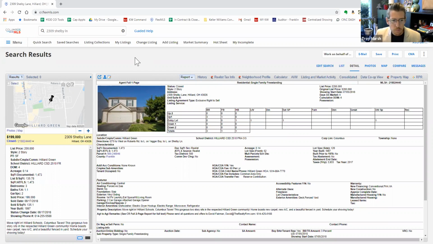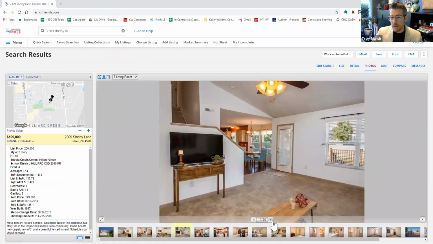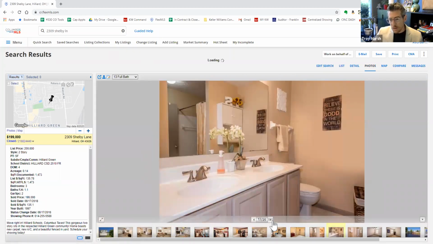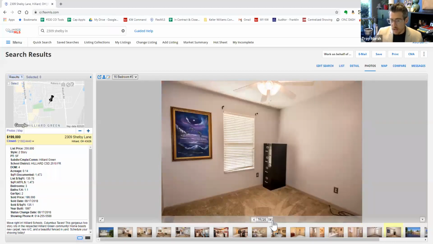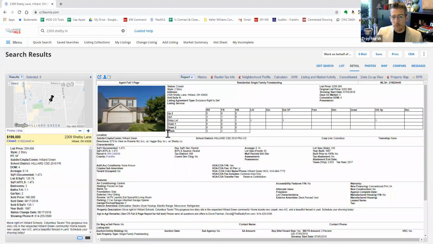So I picked this random property in Hilliard Green. It sold last year, actually in 2018, for $199. And basically, if it's been in the MLS and it has a good amount of pictures, this can be a treasure trove of information, especially if it's been listed recently. So obviously you're going to use the photos to look at the condition. You're going to be able to compare that to what the seller said the condition is now and go from there. But again, the big things I'm looking for are to verify square footage, bedrooms, bathrooms.